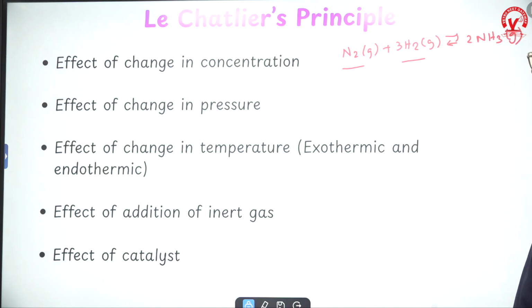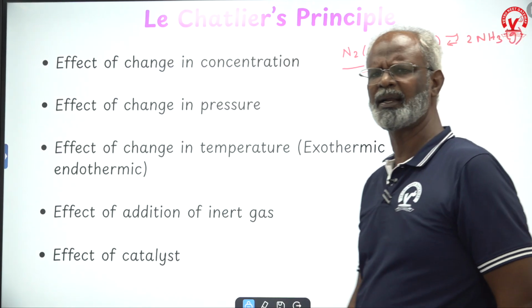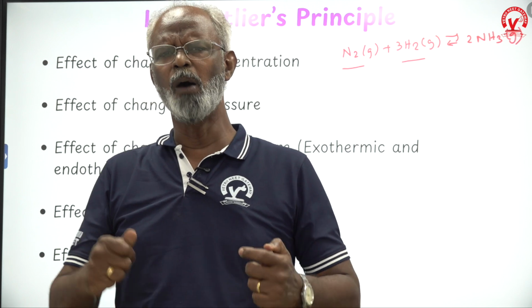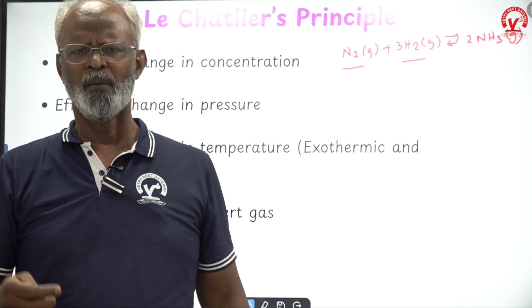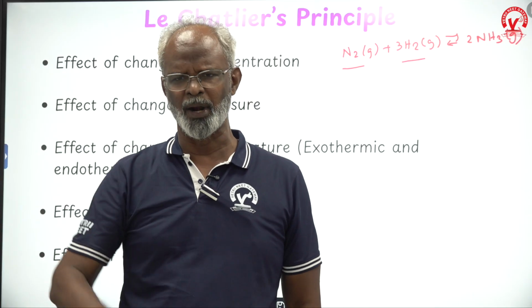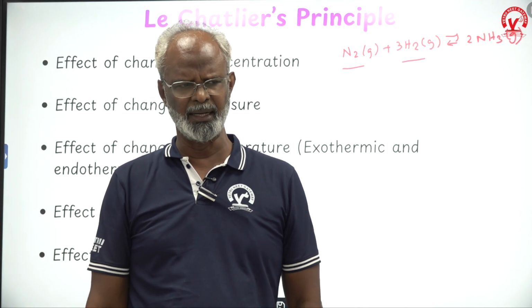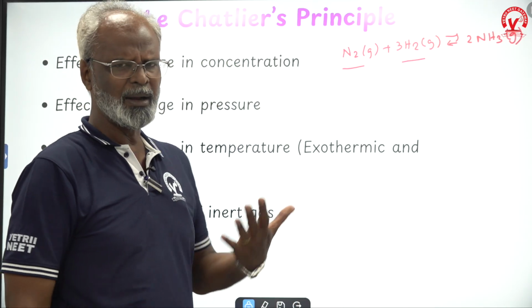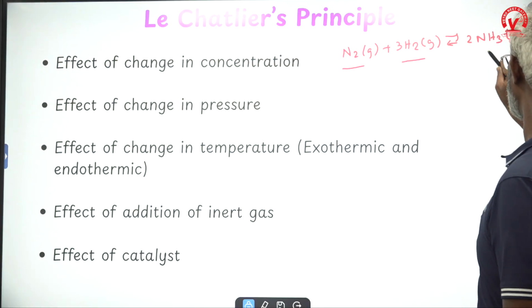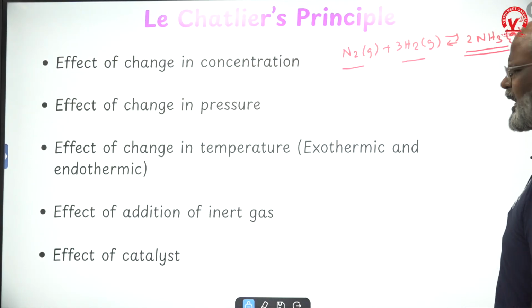Here an important point is, generally in any reaction we are more interested in the yield. We take some amount of reactants, and for a particular amount of reactants, how much is converted into product, that is what we call yield. So to get a better yield of ammonia, what do we do?